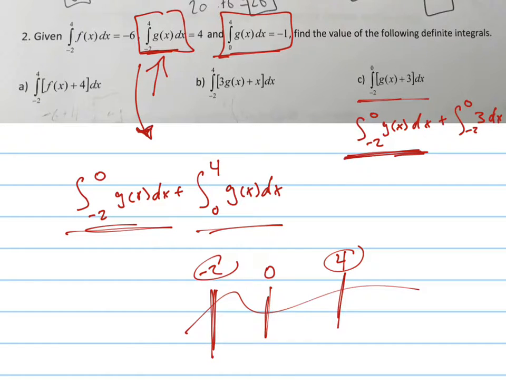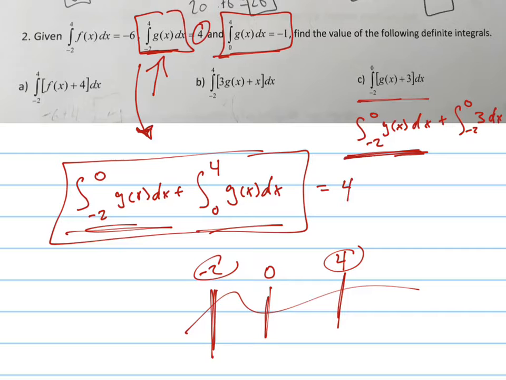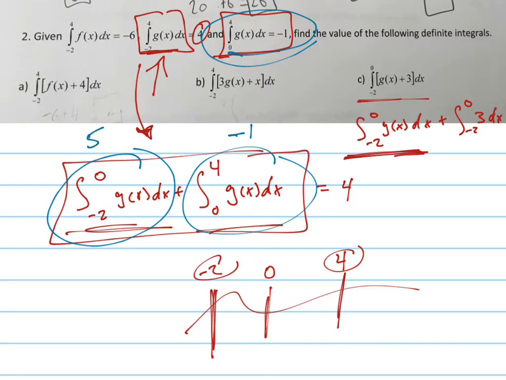So this whole thing I know equals what? That whole thing equals 4. But you know one of them is negative 1. This piece right here equals negative 1, so then the other one's 5. So this piece here has to equal positive 5. That's the algebra of it.